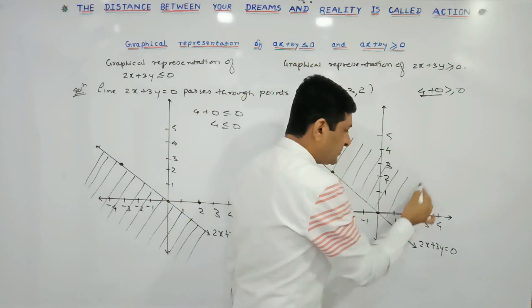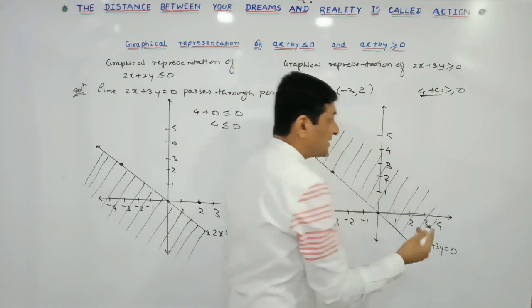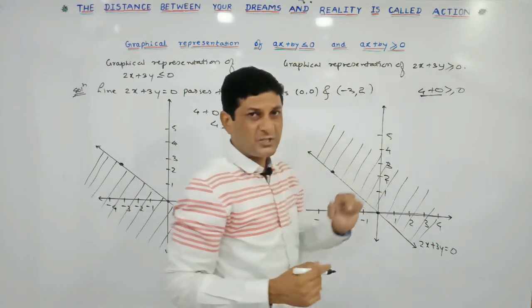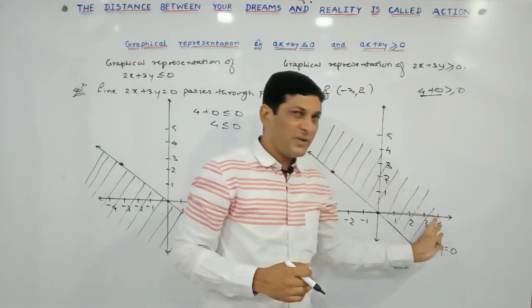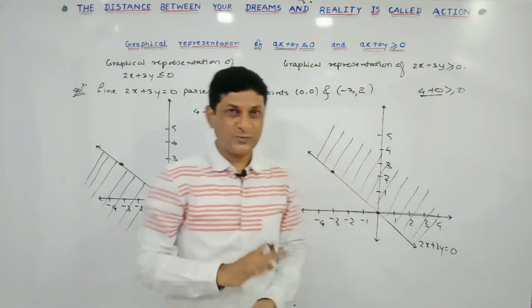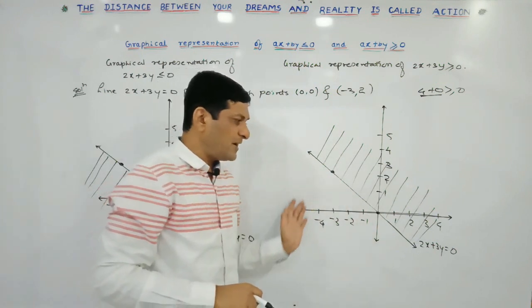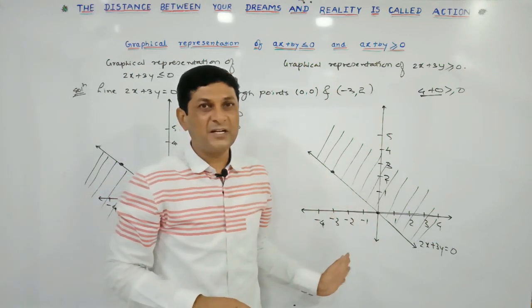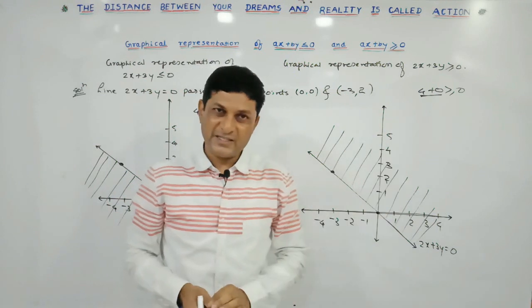That's why we can say that this part will be the solution set. But solution set means what? The set of all points which satisfy this expression. Now, if you take the coordinates of any point on this side, definitely its coordinates satisfy this expression, and if you take the coordinates of any point on this line, definitely its coordinates do not satisfy this expression.